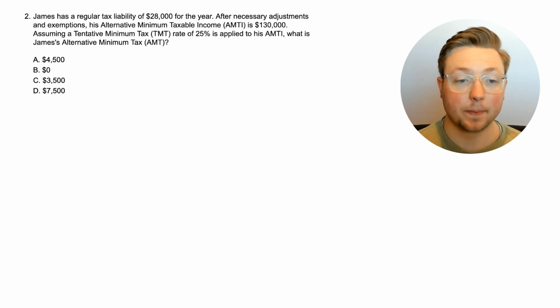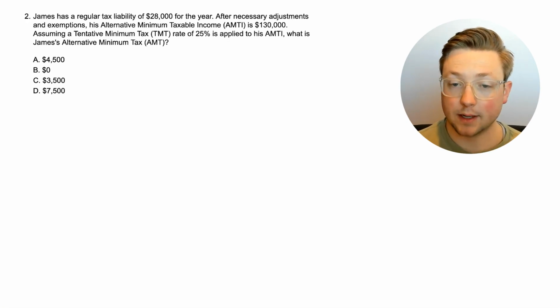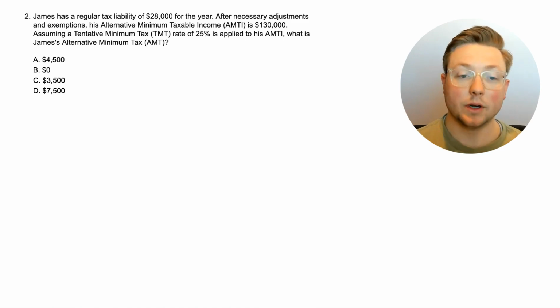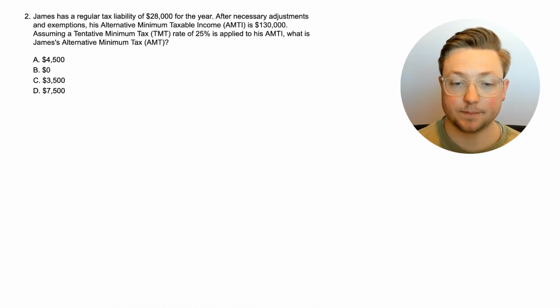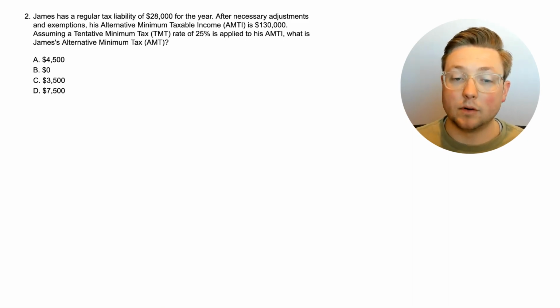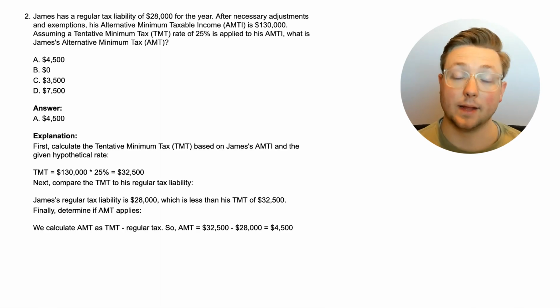Okay, here's question 2. James has a regular tax liability of $28,000 for the year. After necessary adjustments and exemptions, his alternative minimum taxable income is $130,000, assuming a tentative minimum tax rate of 25% is applied to his AMTI. What is James' alternative minimum tax amount? So we kind of learned a little bit about this in the previous question. However, there's still some of this calculation that we don't know how to do. So let's go ahead and dive straight into the answer to learn how it works. Okay, and the answer is that he would have $4,500 of AMT.